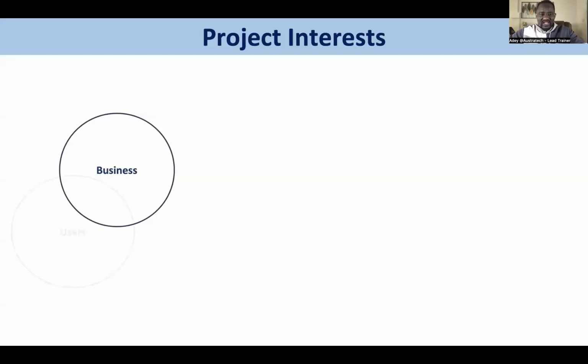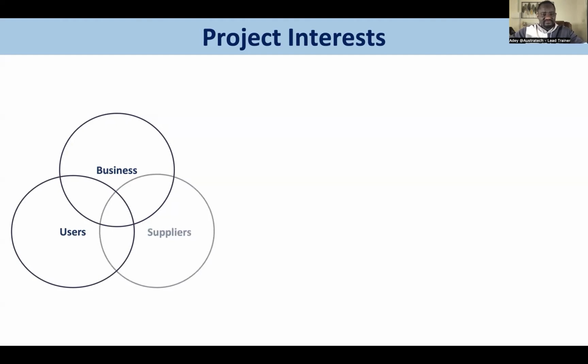You will also have your users. These are the people who will use the service or product that you deliver as part of a project. They will have different needs, different requirements that must be delivered as part of a project.